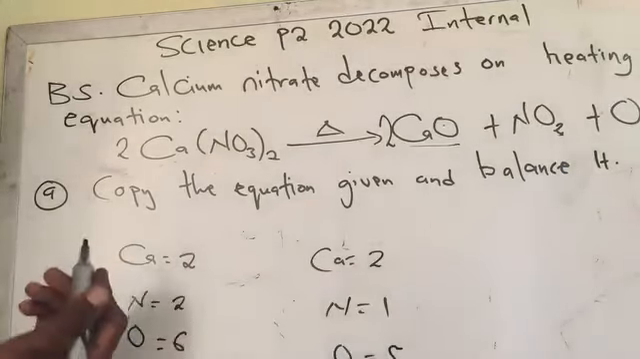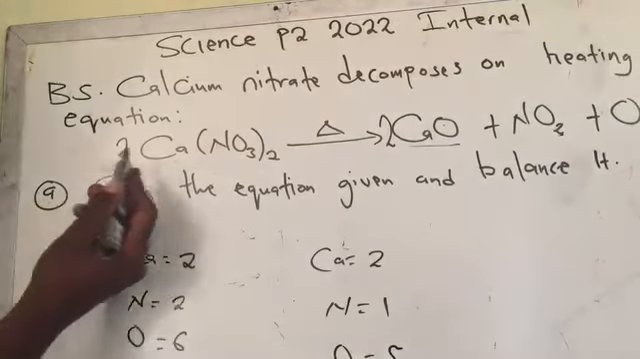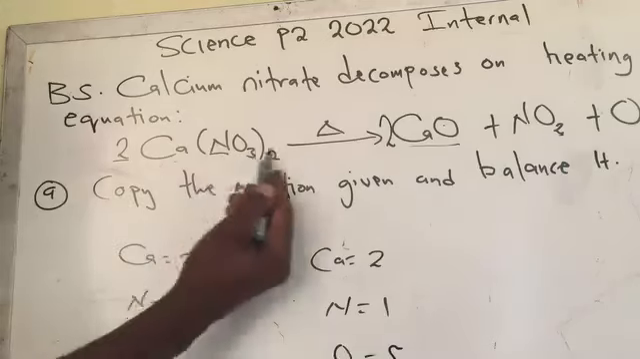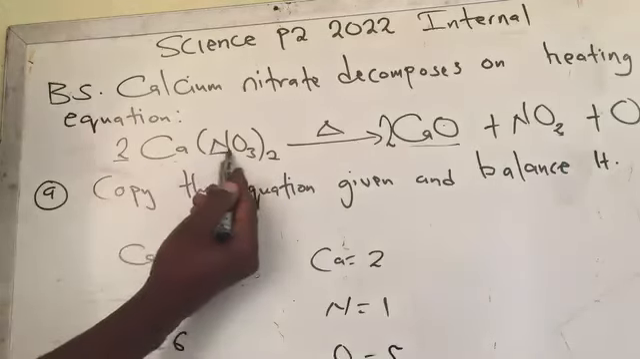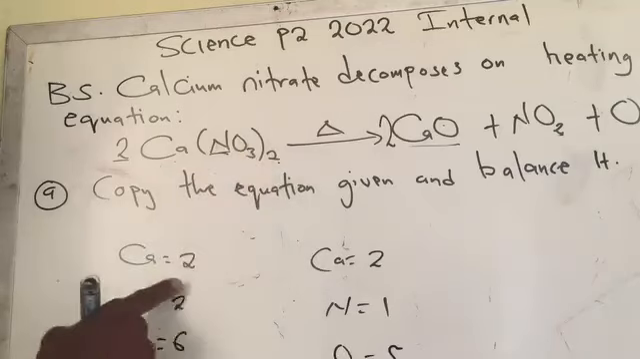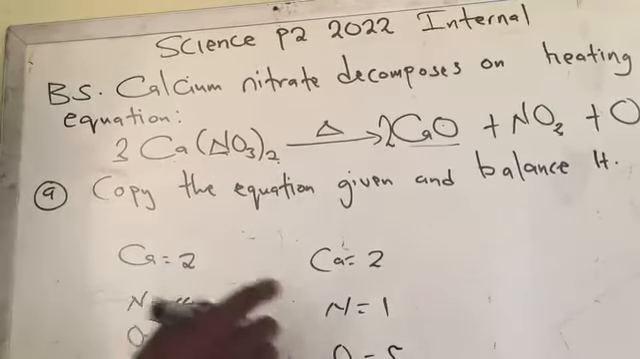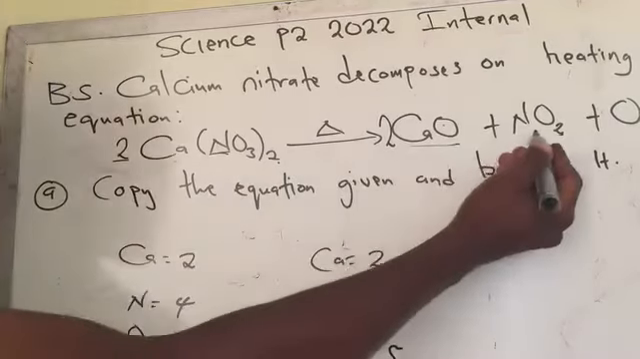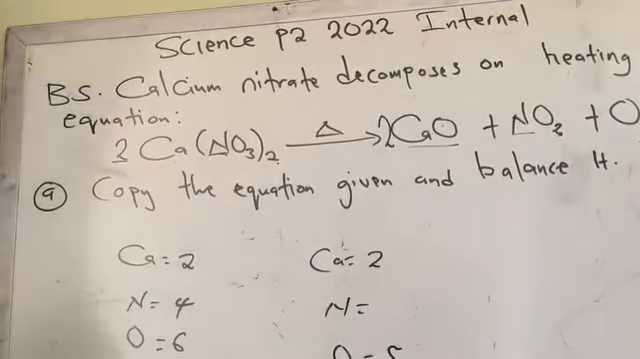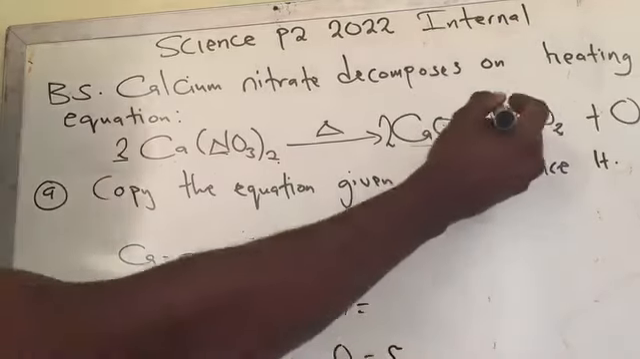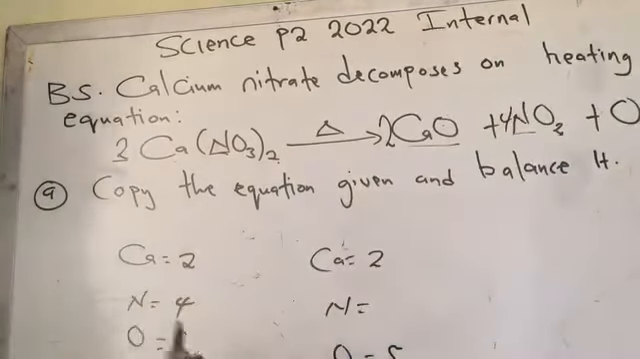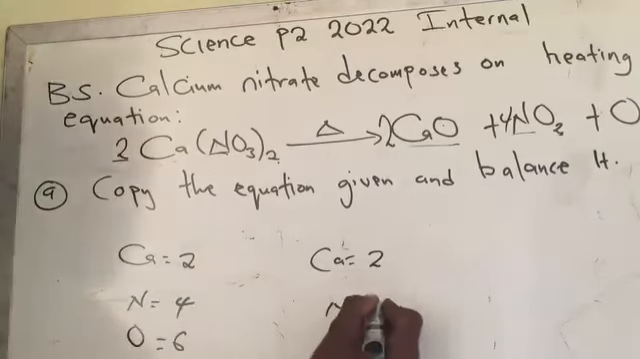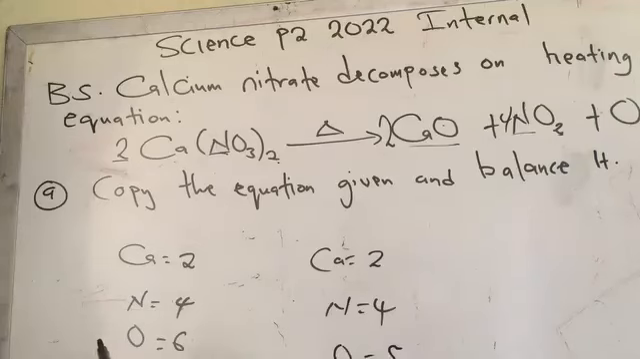Then let's counter check nitrogen. This 2 multiplies with everything which is here, which shows that you have 2 nitrogen and this 2, which makes the number of nitrogens 4. Now the next thing you are supposed to take note of: what can you do to the nitrogen so that they become an equal number? You put a 4 in front of nitrogen dioxide, and if you put a 4, it simply means you have 4 nitrogens.